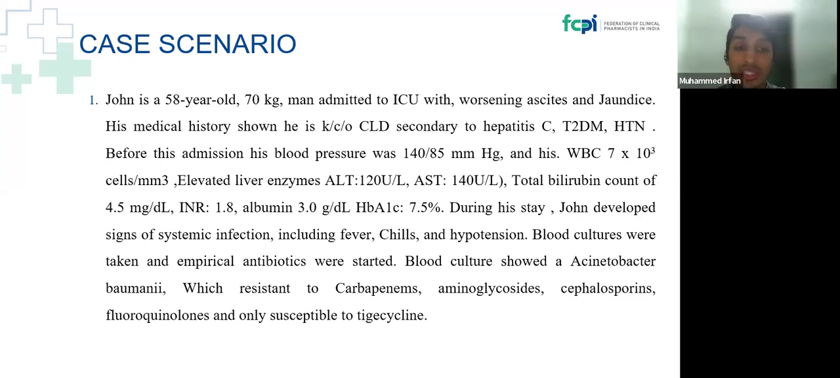During his stay, John developed signs of systemic infection, including fever, chills, and hypotension. Blood cultures were taken and empirical antibiotics were started. The blood culture shows Acinetobacter baumannii, which is a gram-negative bacterium, a non-lactose fermenter, which is resistant to carbapenem. So it can be called CRAB. It is also resistant to other antibiotics such as aminoglycosides, cephalosporins, and fluoroquinolones, and is only susceptible to tigecycline. So what can we do?